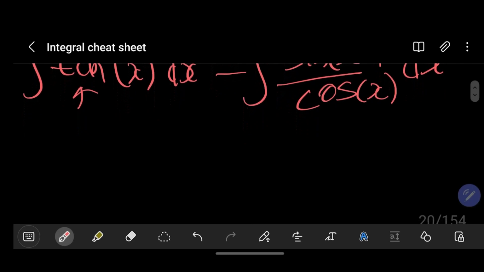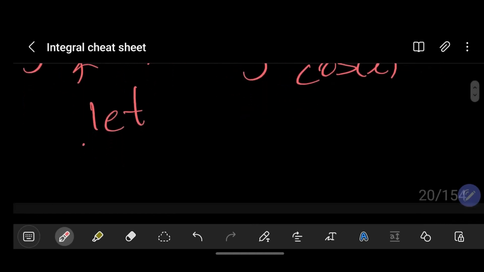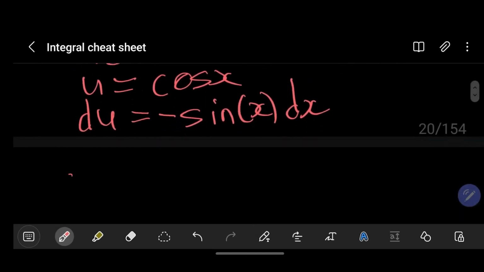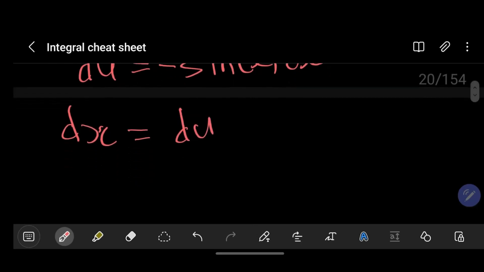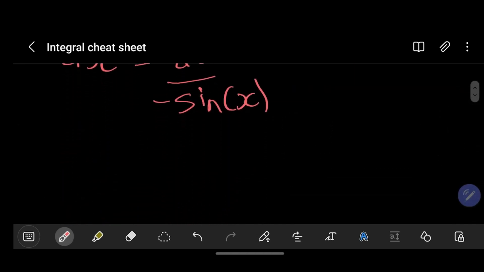So let's make cos of x equal to u. So let's make u equal to cos of x. That means that du is going to be equal to the derivative of cos of x, which is minus sine of x dx. So our dx is equal to du divided by minus sine of x. Okay, so u substitution, best way to go right now.